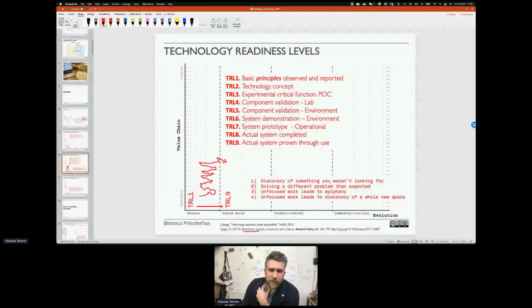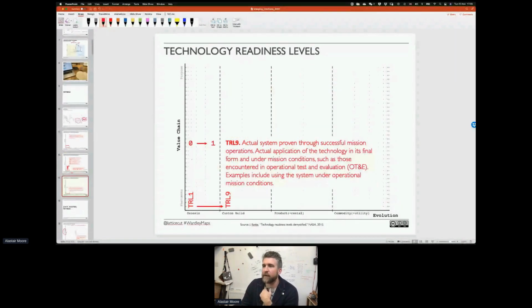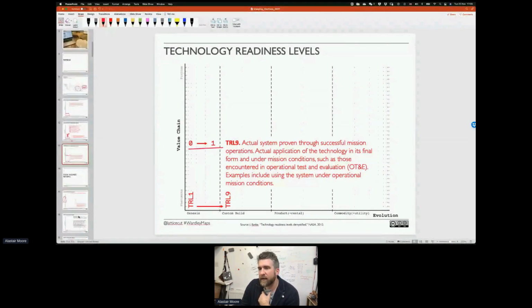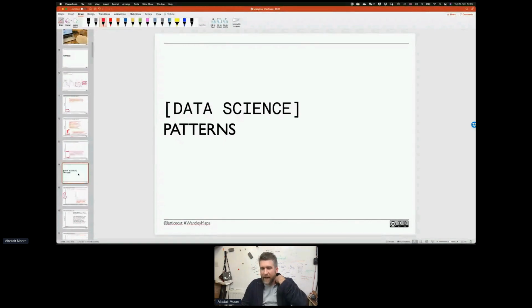So when I started doing this a couple of years ago, trying to find some better, more structured formulation, I was thinking a lot about TRL levels, and TRL levels again go from this idea of having nothing to something. So what would that look like in data? Patterns in data science.